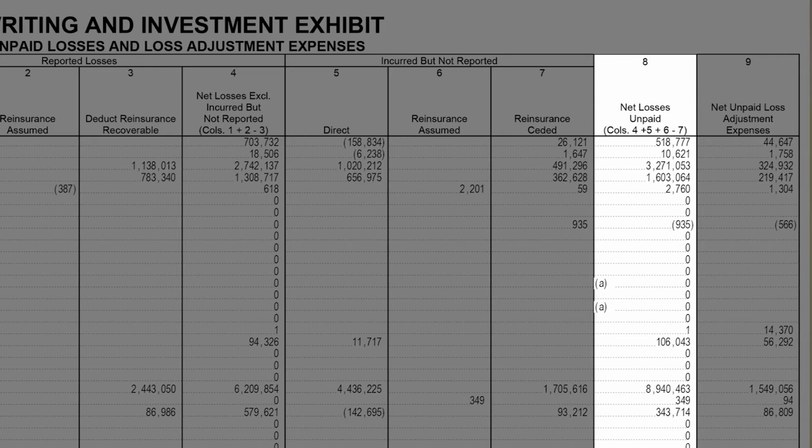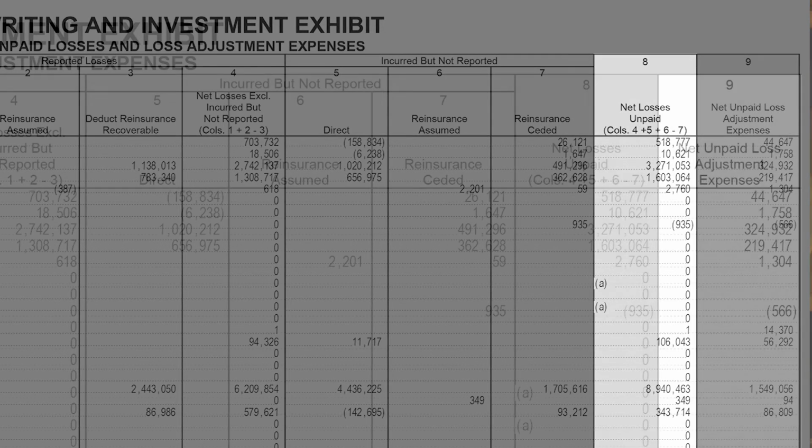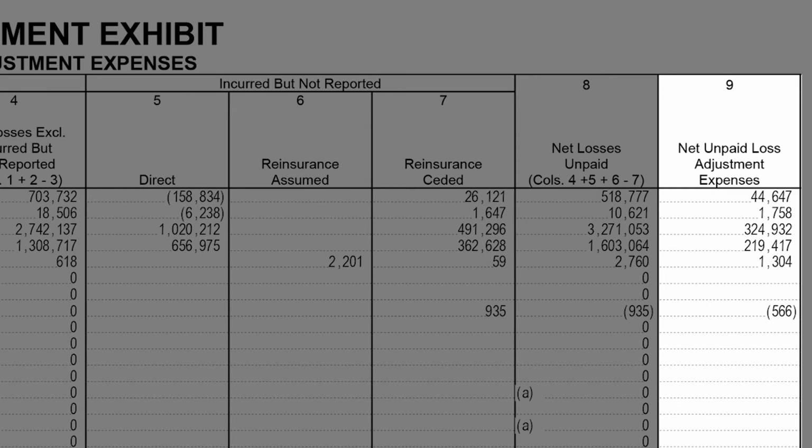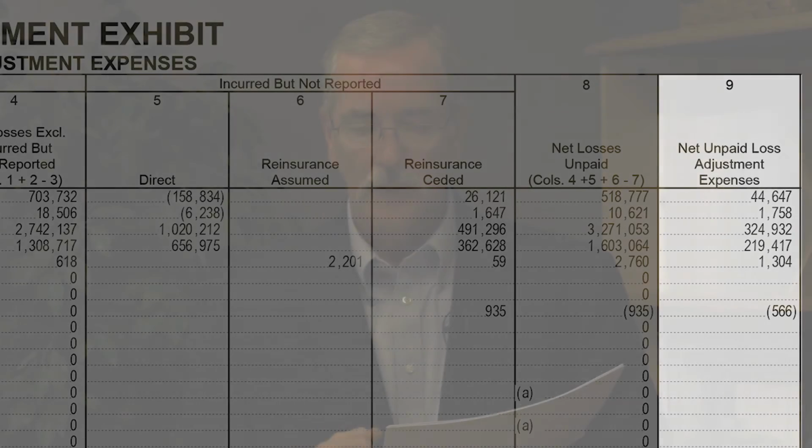And so column 8 is the total net losses unpaid by taking column 4 plus column 5 plus column 6 minus column 7. The last column, column 9, that you're going to see on Part 2A is the net unpaid loss adjustment expenses. And we've touched on loss adjustment expenses briefly. This is a continuation of what that unpaid dollar amount looks like for those loss adjustment expenses clearly identifiable and accounted for in column 9. Here again, you can see that that's presented by the respective line of business as shown in the far left-hand column.